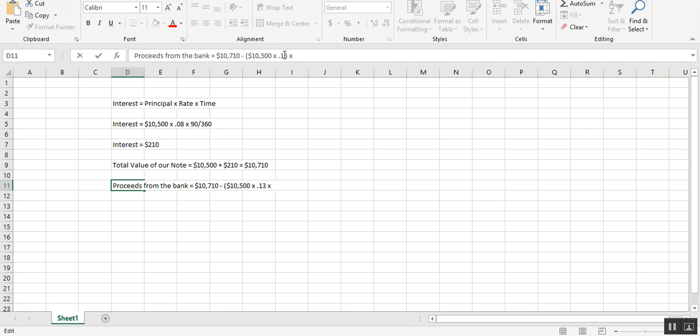And the period of time is actually what's left on the note. So it was a 90-day note. We used up 45 days. They're going to have it for the next 45 days. So the period of time is the remaining 45 days divided by 360 days out of the year. So if we do the math on that, we would actually get $10,535.96.